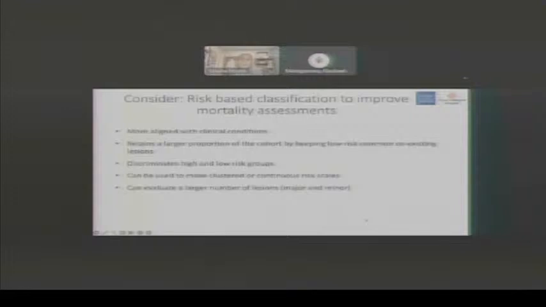So basically, in summary, consider risk-based classification to improve mortality assessments. These are more aligned with the clinical conditions and what I see in practice, and they're going to make more sense to practitioners. They retain a larger portion of the cohort by keeping low-risk common coexisting lesions within the cohort and allow you to improve power. It discriminates high and low risk groups. It can also be used to make clustered or continuous risk scales because you can add low risk, high risk. We can even add more layers of risk.